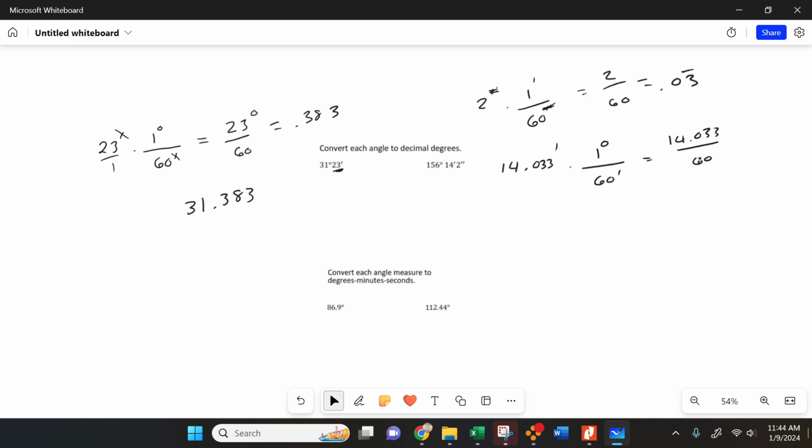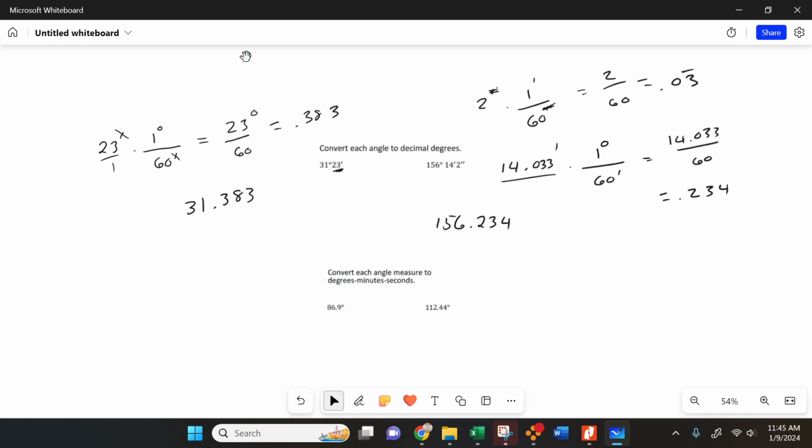Let me crunch that. Okay, that turns out to be 0.23, we'll just call it 0.234. Now I've turned the seconds into decimal minutes. I've turned the new minutes with that part of a decimal minute, and now I've turned that all into a decimal degree. So I'm going to put the original 156, which was never broken in the first place, and add on that conversion of the seconds and the minutes.